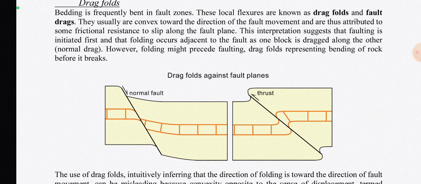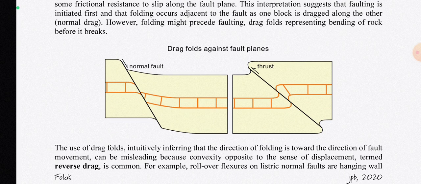They usually are convex towards the direction of the fault movement and are thus attributed to some frictional resistance to slip along the fault plane. This interpretation suggests that faulting is initiated first and that folding occurs adjacent to the fault as one block is dragged along the other, that is normal drag. However, folding might precede faulting, drag folds representing bending of rock before it breaks.